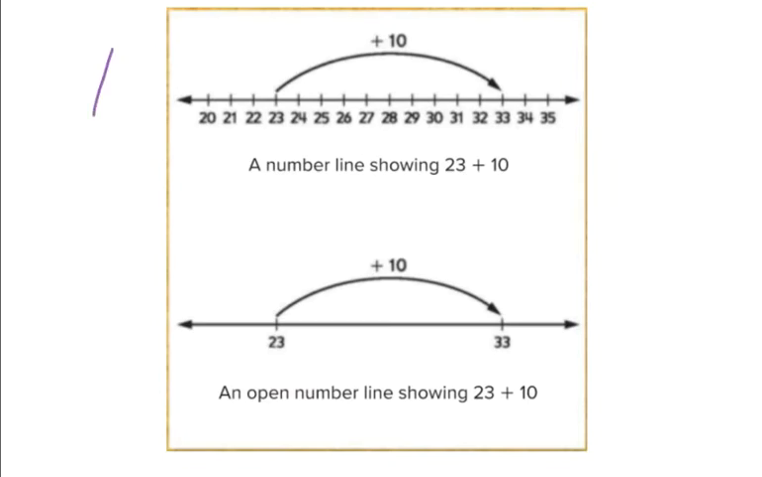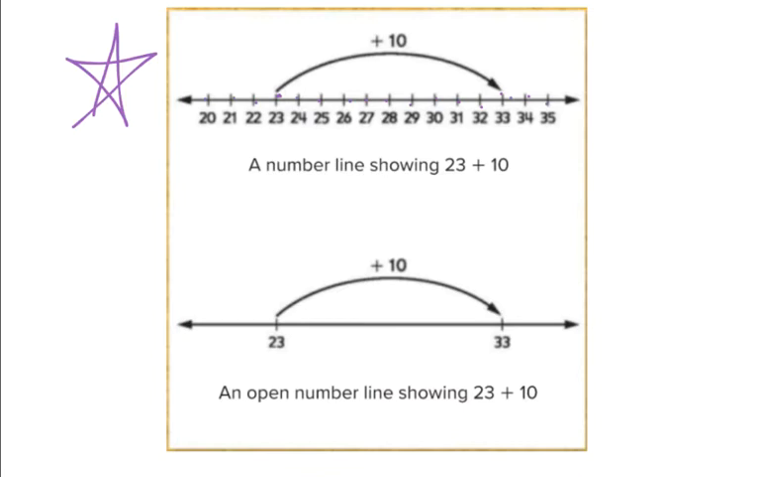Right here at the top, we see a regular number line. We can see where we started at 23, right? And we see to 33. We see all the numbers 24, 25, 26, 27, 28, 29, 30, 31, 32, 33. And we see all the numbers afterwards, 34 and 35, and the numbers before as well, 20, 21, and 22. This is a number line showing 23 plus 10.